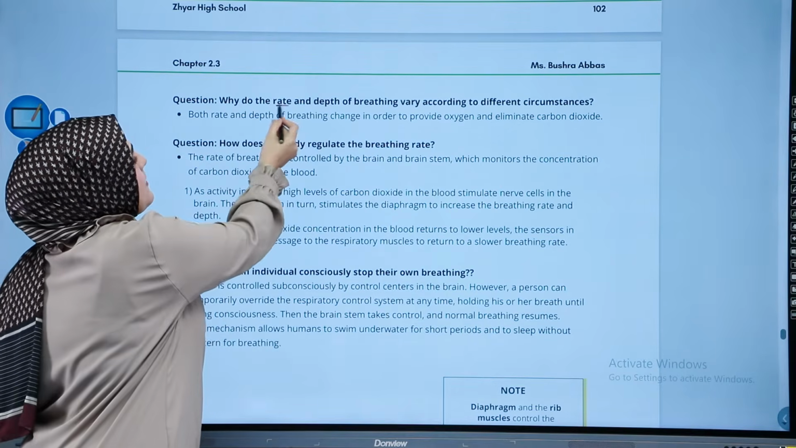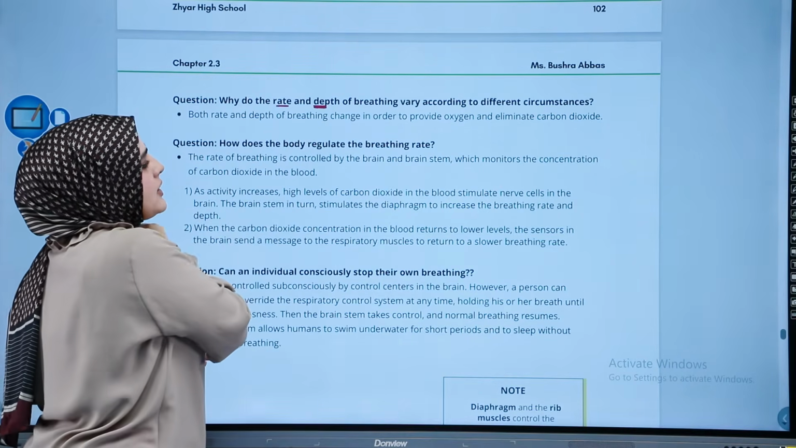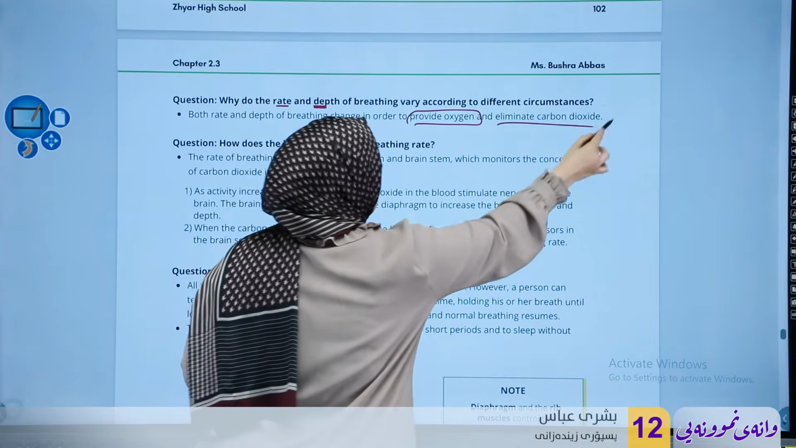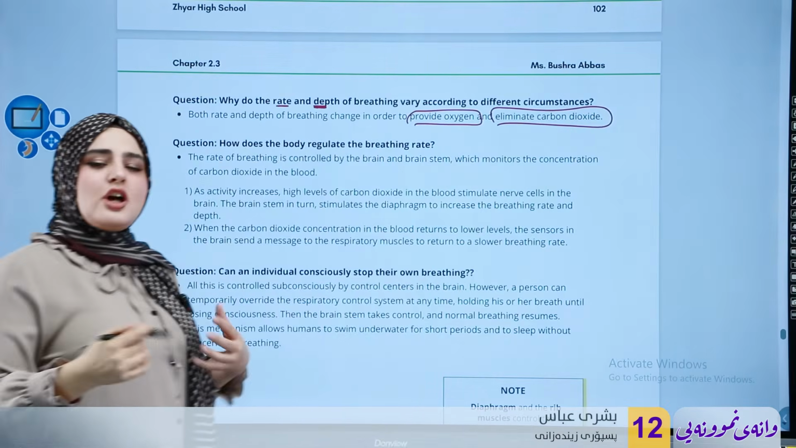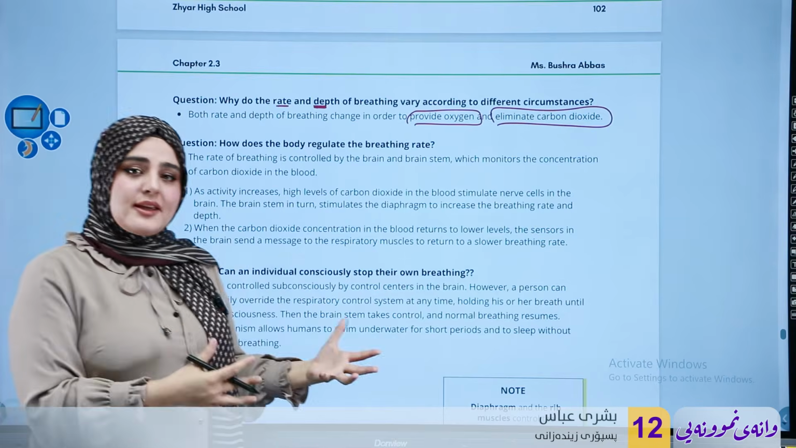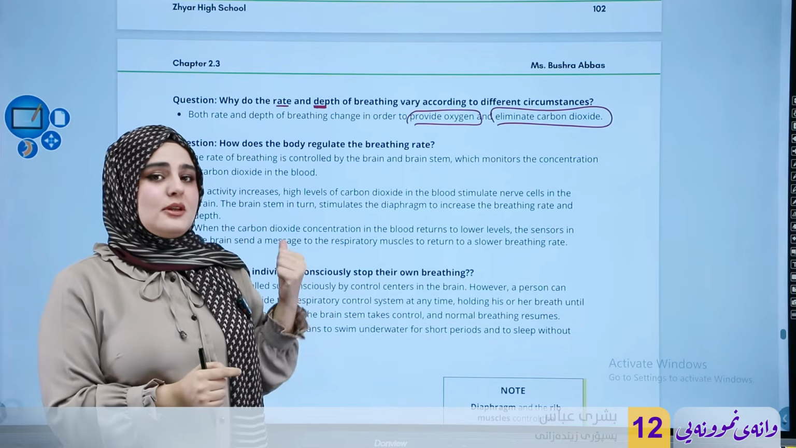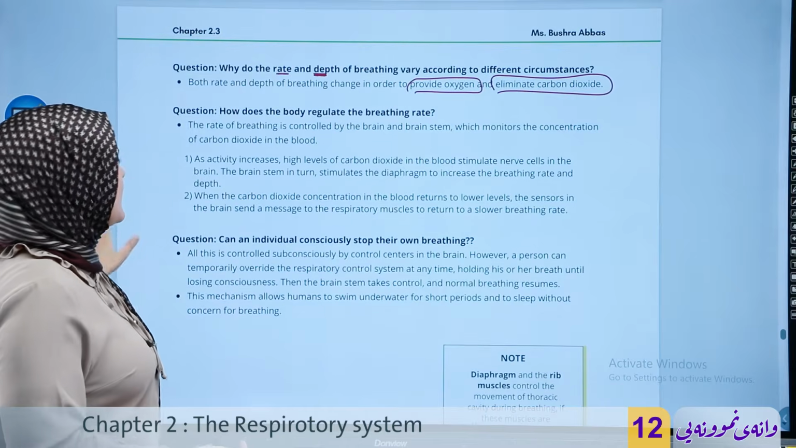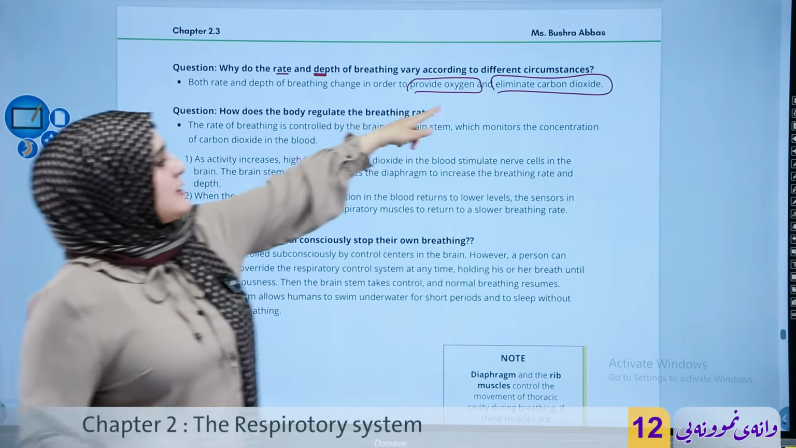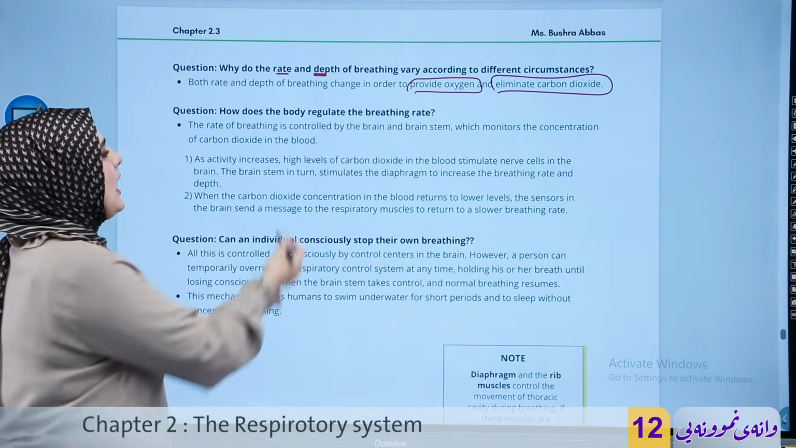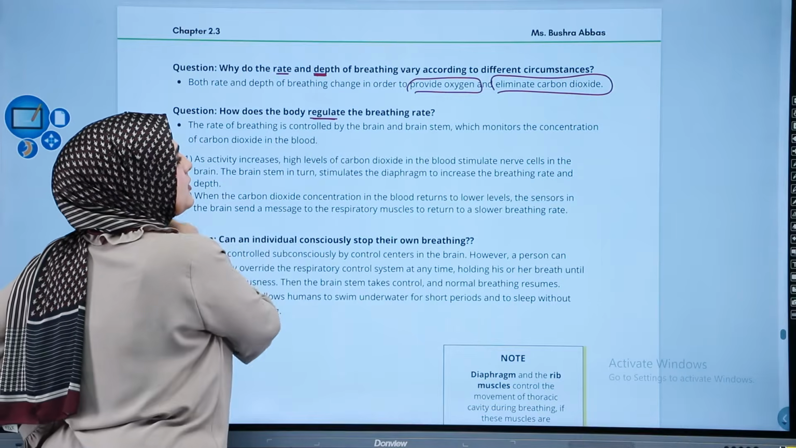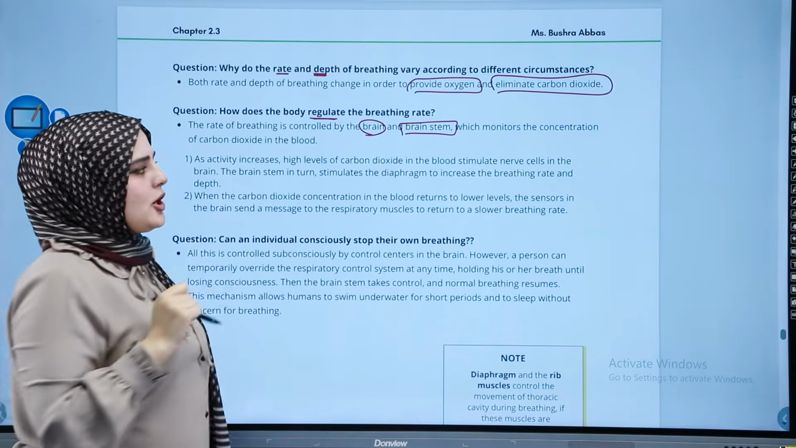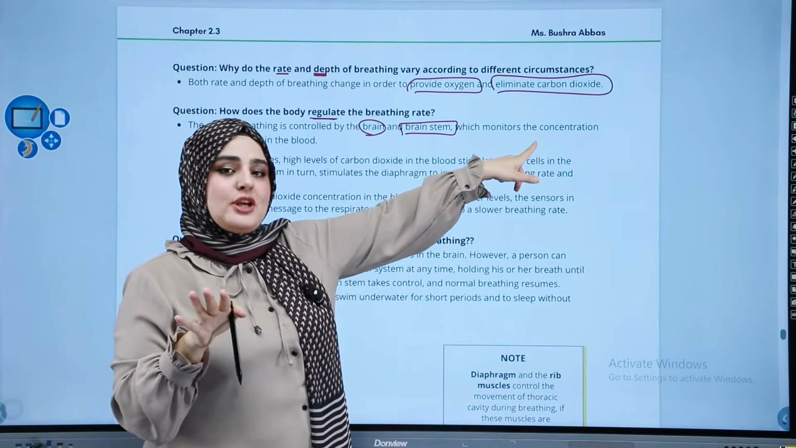Now, the rate and depth of your breathing is regulated, like we said, to provide oxygen and at the same time to eliminate carbon dioxide. Too much carbon dioxide is toxic, and it shows that a lot of ATP was used and oxygen consumed in the process. This is going to be the start of this question. So, which part of the body regulates this? The brain, and mainly your brainstem. Brainstem monitors means keeps it in check.